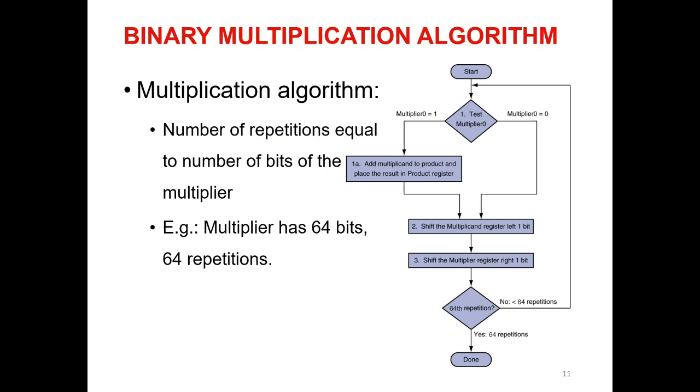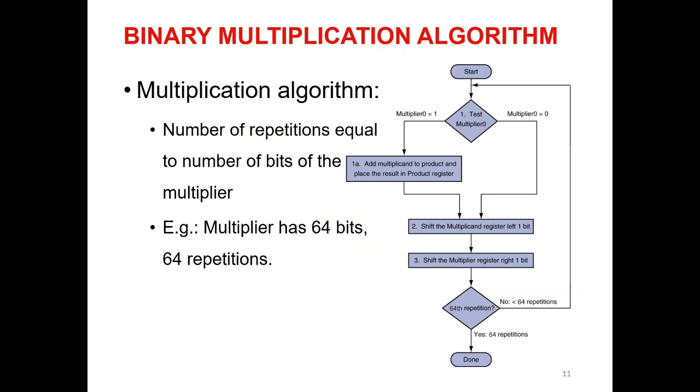As I have mentioned, the number of repetitions of this loop, of those three steps, depends on the number of bits of the multiplier, and in this case we assume that the multiplier has 64 bits because it's the length of the registers in RISC-V. So let me show you now how this algorithm is translated to hardware.